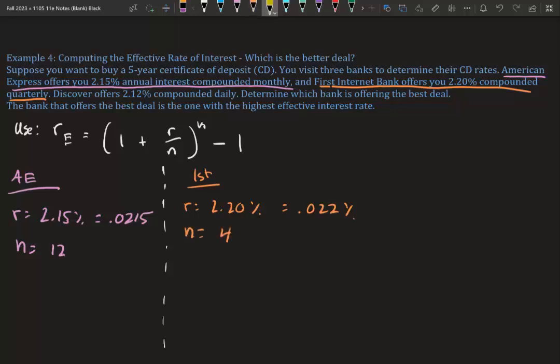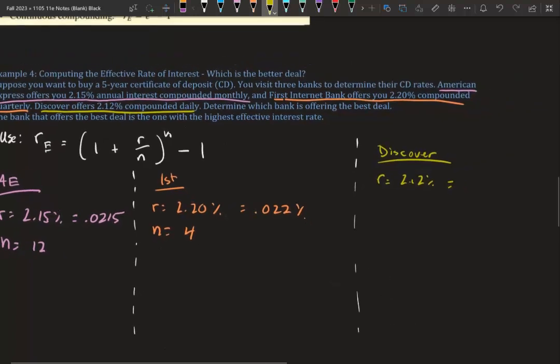And now our last one, Discover. Discover has a rate of 2.12%, so we know that's going to be 0.0212. And then it's compounded daily, so there's 365 days. We don't count leap years because guess what? They don't count leap years.